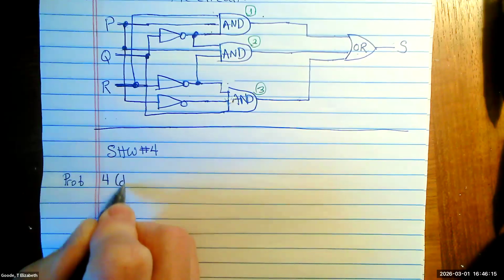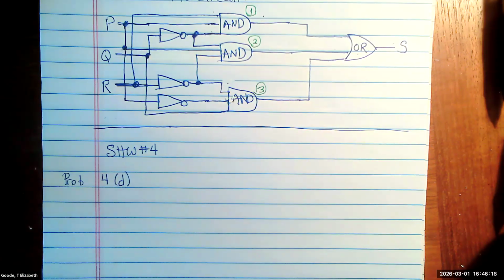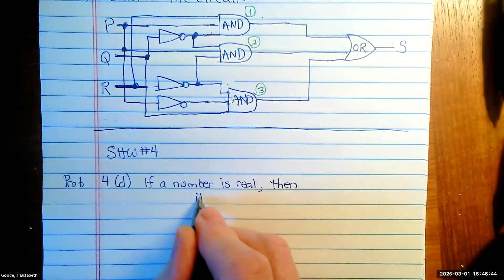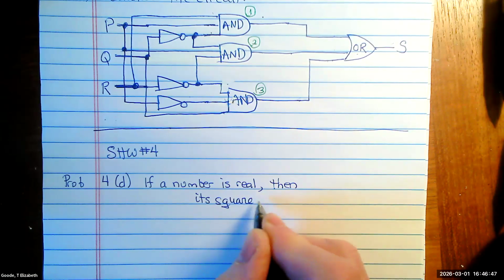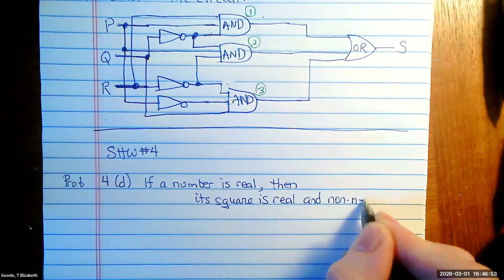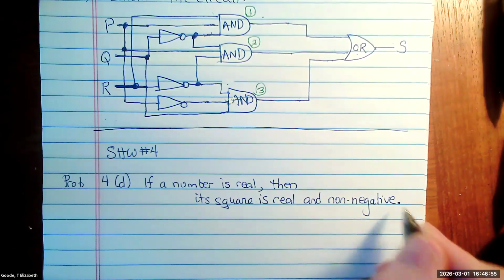So the original question was, I've got this printed out here somewhere close by. Do you want to read the original to me? Yeah, I can. That would be helpful. It says, if a number is real, then its square is real and non-negative. And I think we went through something like this in class.